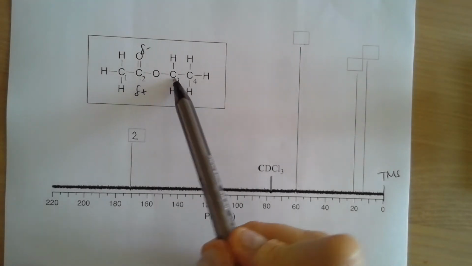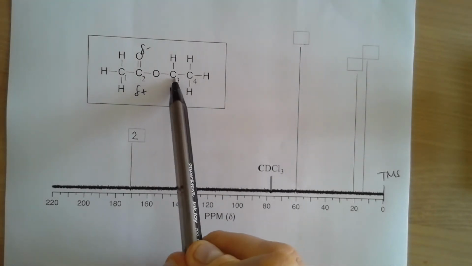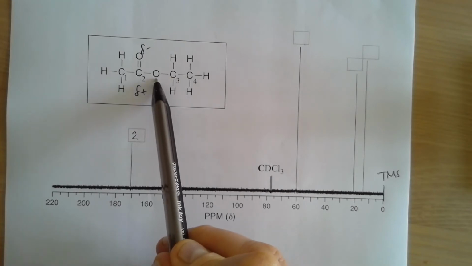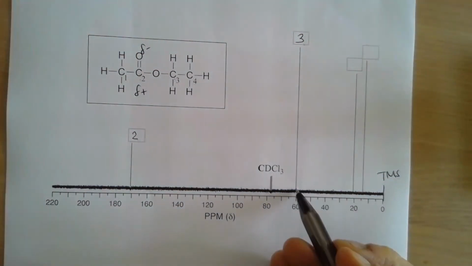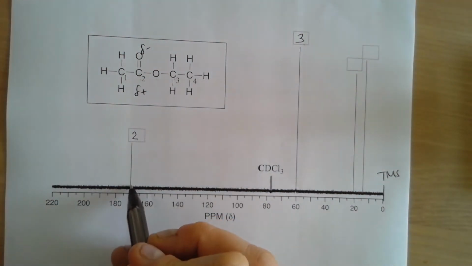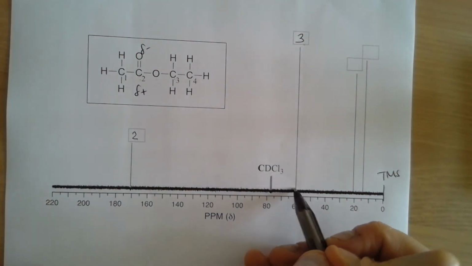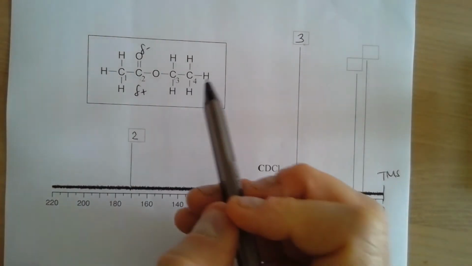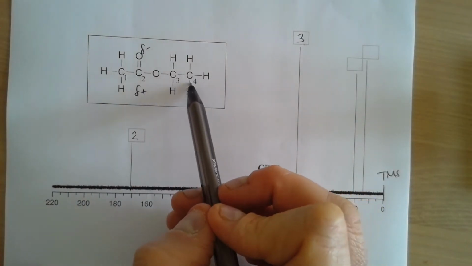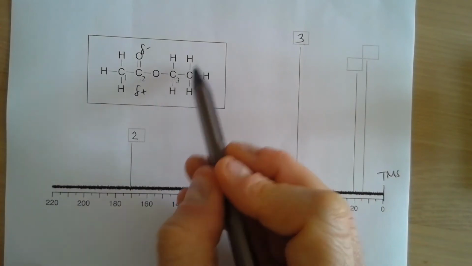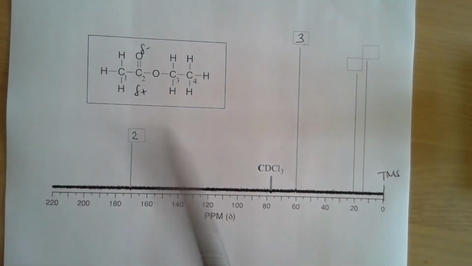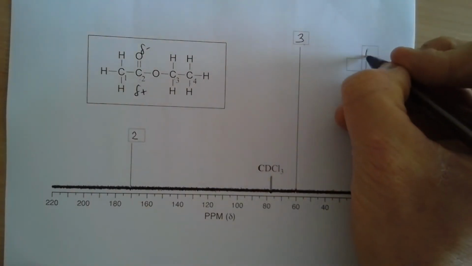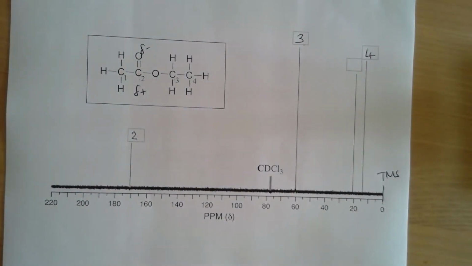Environment number 3 is probably the next most de-shielded because it is directly covalently bonded to an oxygen atom, so that's likely to be this one here, which has been de-shielded. Nowhere near as much as environment 2, but certainly to some extent. Environment number 4 is probably the most stable environment, the most shielded environment, because it's the furthest away from any electron withdrawing groups, so that's likely to be the one closest to 0 there.